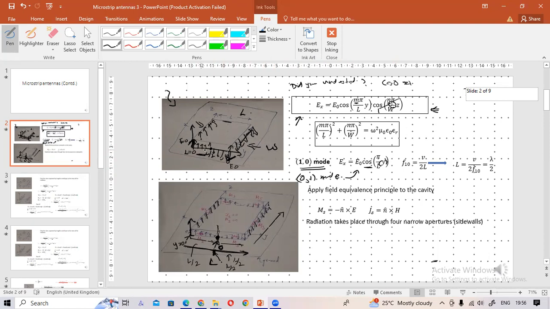So in that case this L side wall will not radiate because the E field will be constant in this L direction, this Y direction, but in the Z direction the E field is changing. So it is radiating only from this Z wall, which is related to the width. So that is what I have explained, and you need to understand it well.